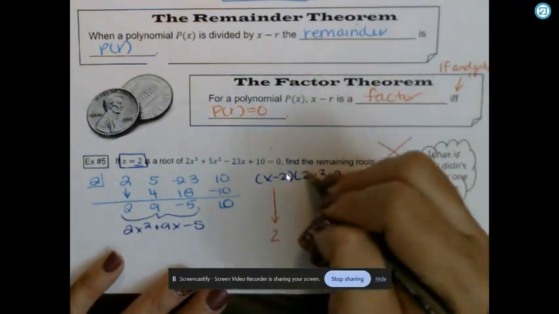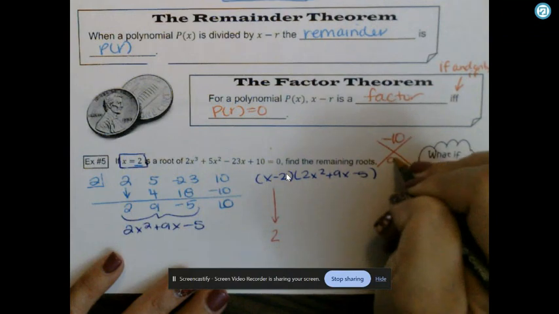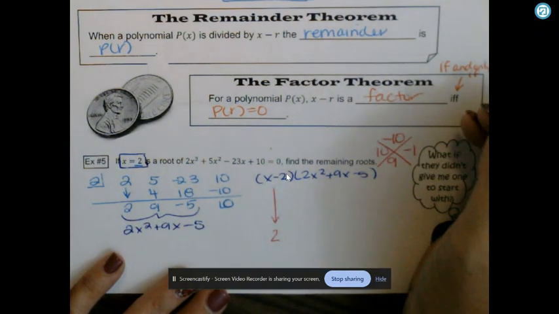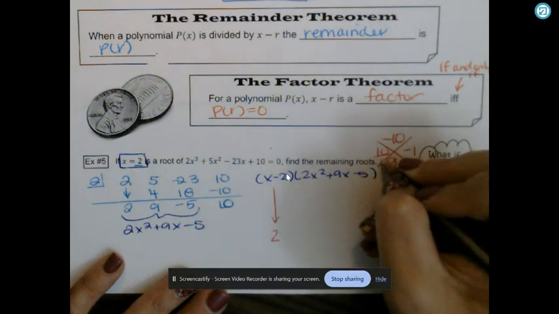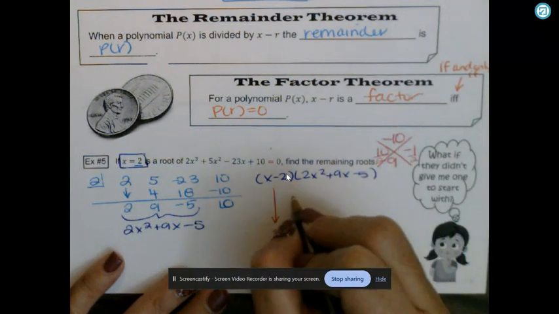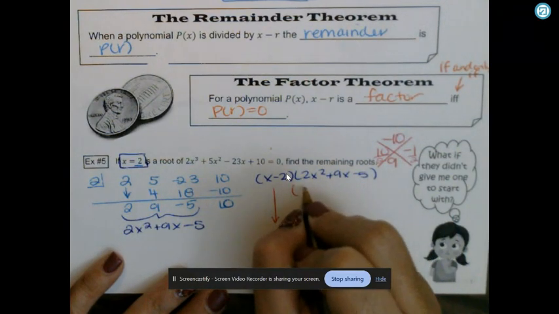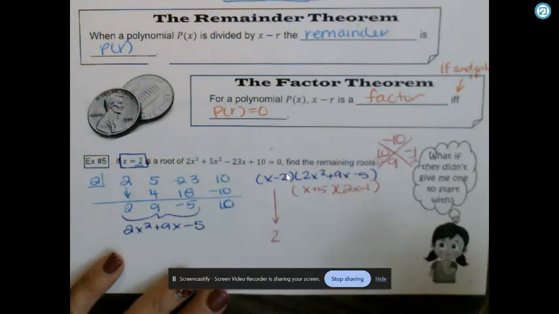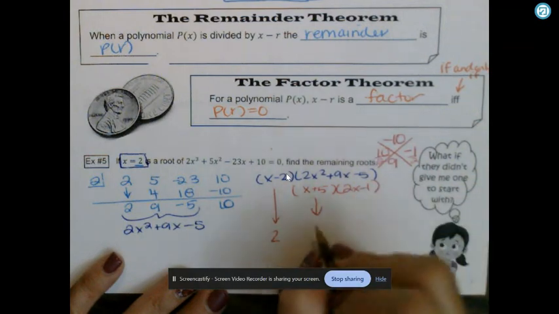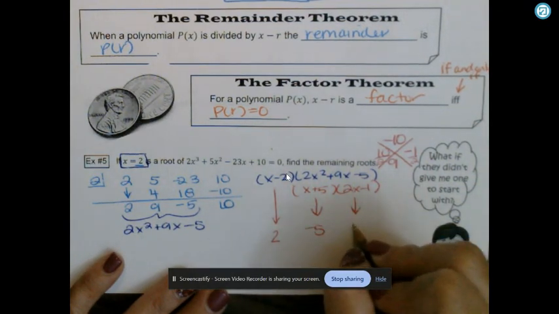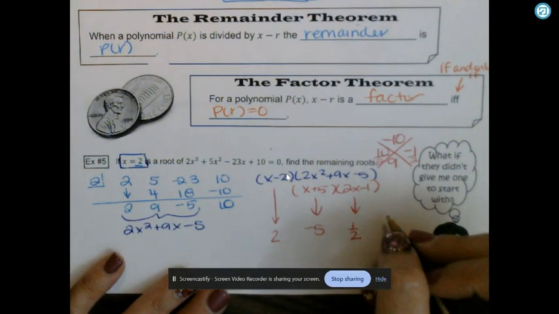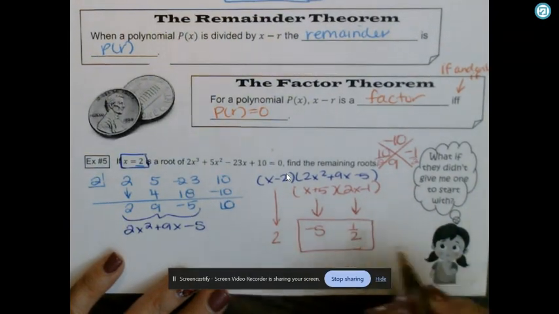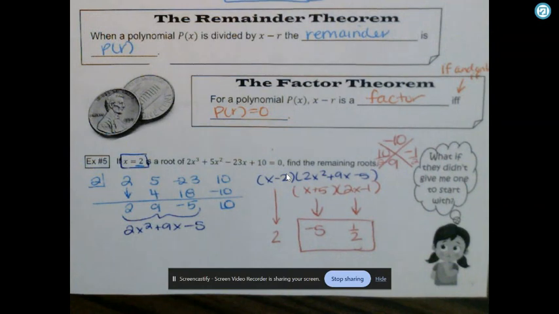Let's see. 2 times -5 is -10. 9 in the middle. That's 10 and -1, and then those have to be divided by the 2 we multiplied by. So it's going to be x plus 5 and 2x minus 1, which give me the zeros -5 and +1/2. So when it says find the remaining roots, -5 and +1/2 are your answers.